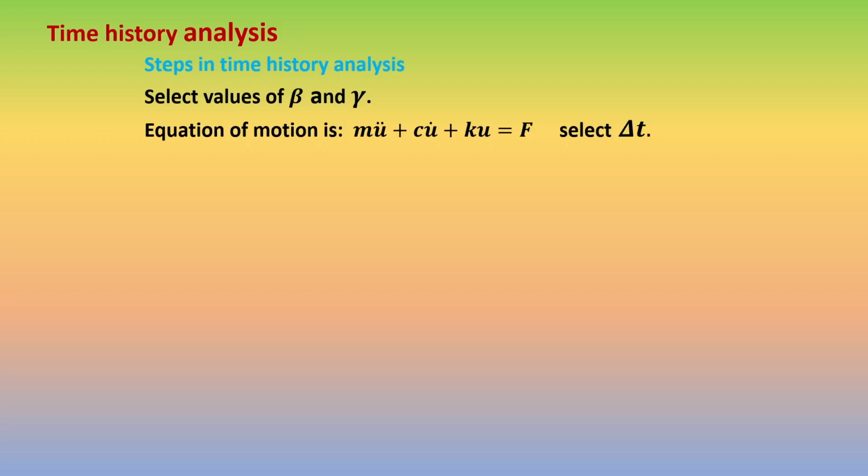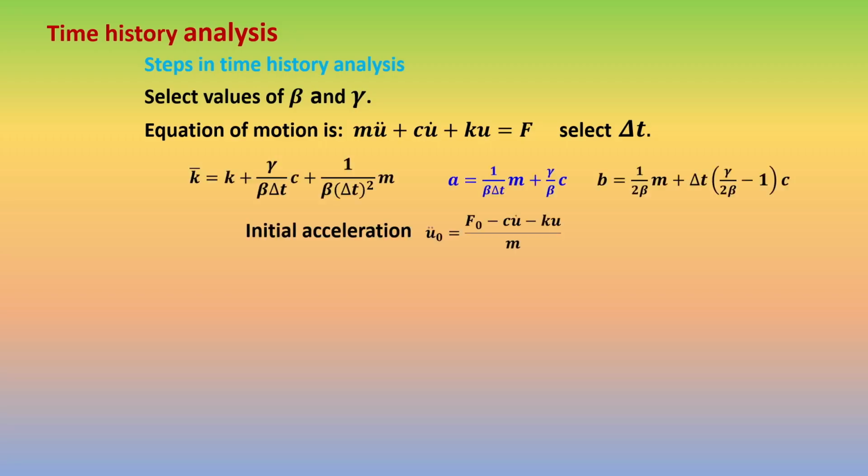The equation of motion is m u double dot plus c u dot plus k u equal to f, where u is the displacement parameter, and other parameters having the standard meanings: mass, damping, stiffness, and the right hand side is a dynamic, time varying force. So we take the step size delta t for the purpose of computation. Then we find out some parameters, the effective stiffness.